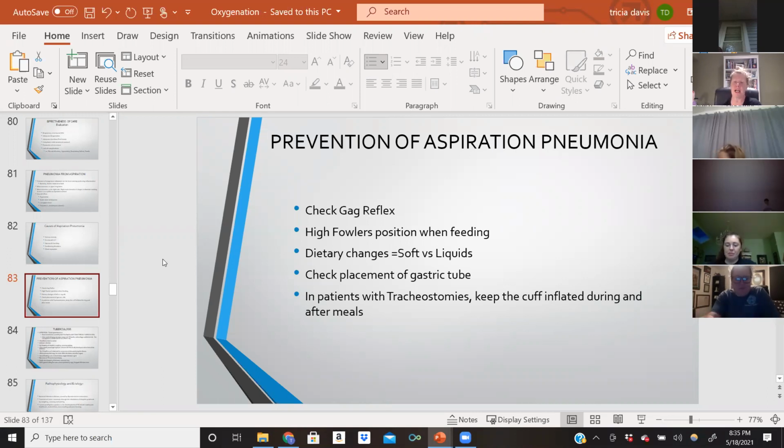And patients with tracheostomies, we want to keep that cuff inflated during and after meals so that nothing can get in that area and they can't choke on it. So tracheostomies either come with an inflated cuff or they don't. I've never had to actually inflate it during a meal. I guess in some circumstances, for testing, you guys should know that, but that's not something I've ever done. They usually either have a cuffed one, and if they do, it stays blown up, and if they don't have it, then we don't inflate it.